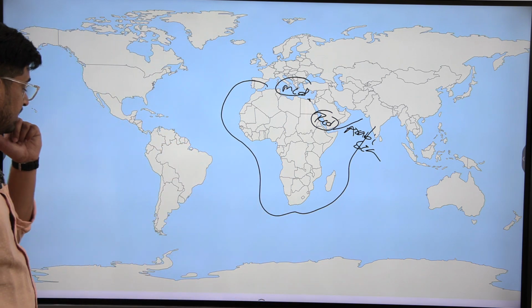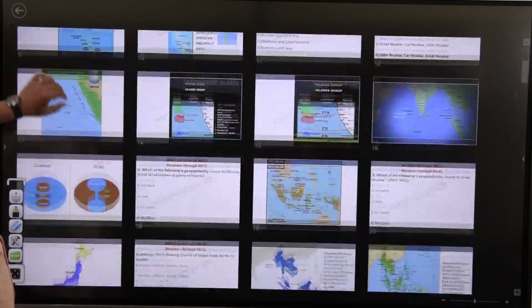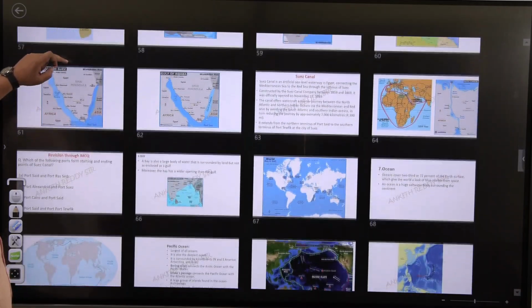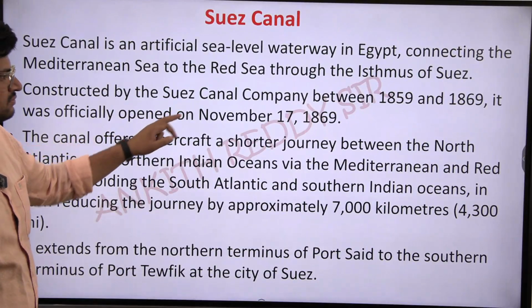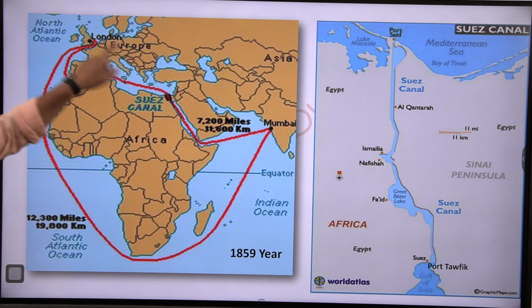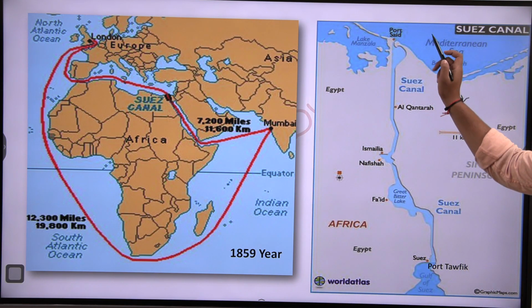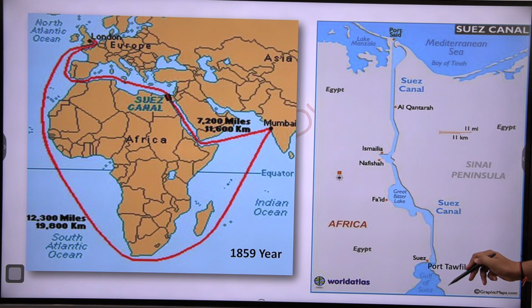So in which year did they dig it? 1859. Which canal? What is the canal we are talking about? Suez Canal. So the Suez Canal. Okay. The ships entering the Suez Canal start at Port Said and go to Port Tawfiq. So this is entirely the Suez Canal.